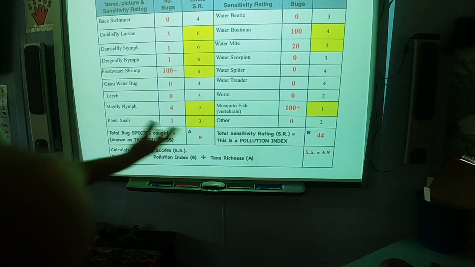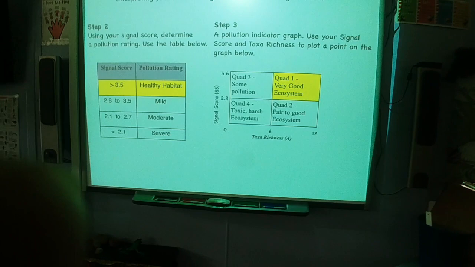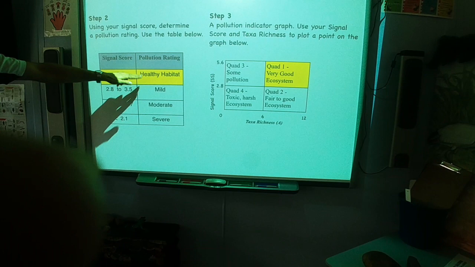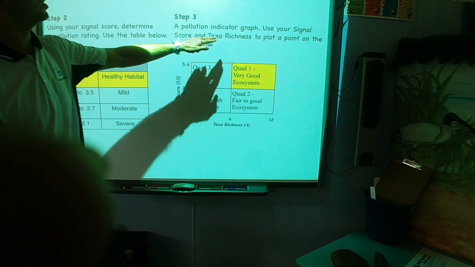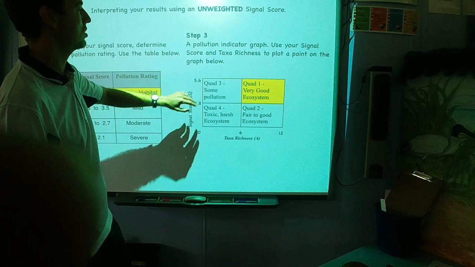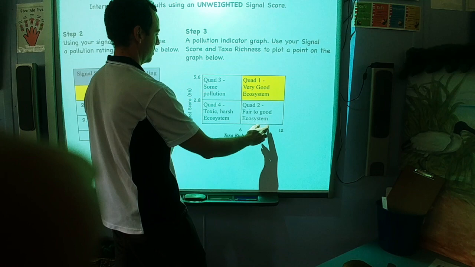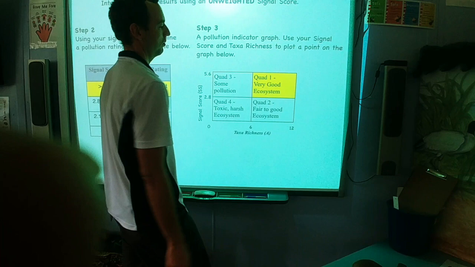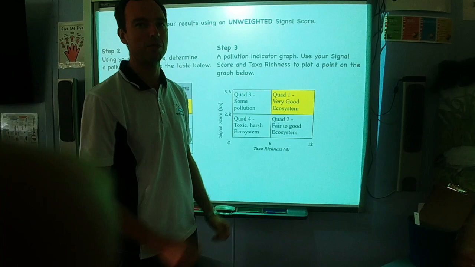What does that mean? Well, we take our 4.9 and now we have to interpret our results using the unweighted signal score. Using your signal score, determine a pollution rating. Anything above 3.5 is a healthy habitat. That's where we are. Now it says a pollution indicator graph. We need to complete this indicator graph using our signal score and taxa richness to plot a point. So our taxa richness was around 9, which was about here, going up, meeting a signal score of 4.9, which would be around here somewhere. So they meet in this corner here, which would be quad 1. It would tell us that it's a very good ecosystem according to our bugs. So that's how we use and measure abundance and distribution of macroinvertebrates. Very important, freshwater water bugs.